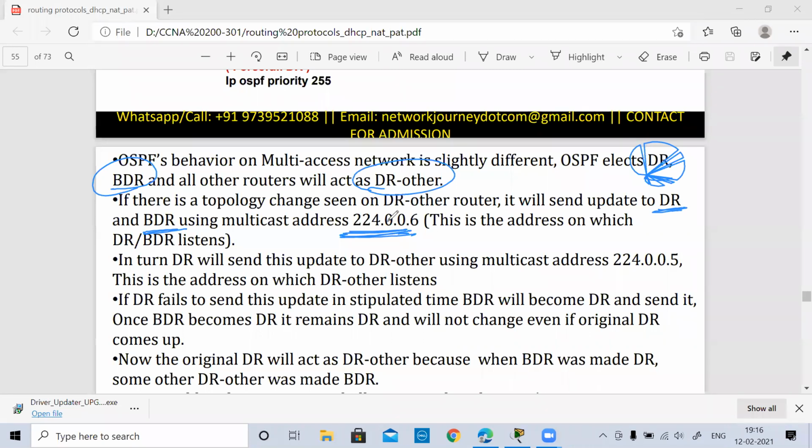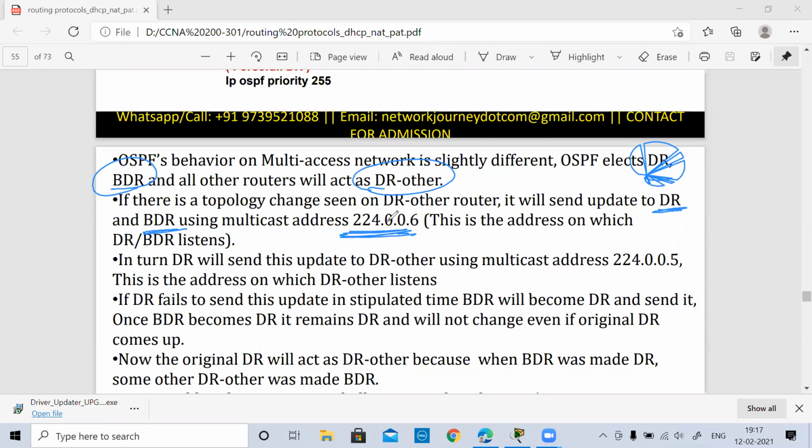So whenever any changes happen, those other routers are going to give an update on a multicast address. Remember this, the address is multicast and not a broadcast. 224.0.0.6 is where it is going to put the update. In turn, the DR will send this update to DR others using the multicast address 224.0.0.5. So whatever information it has received from any of the DR others, it will send it to all others using the multicast address 224.0.0.5. And this is the address where your DR others are listening.